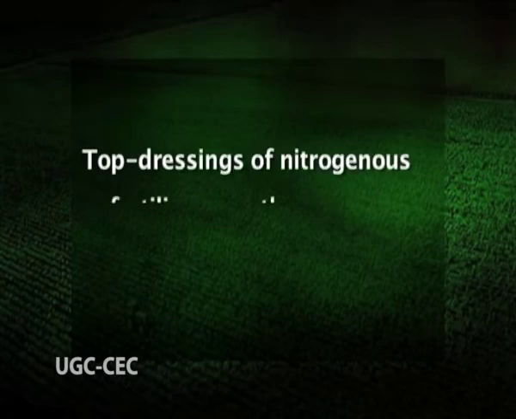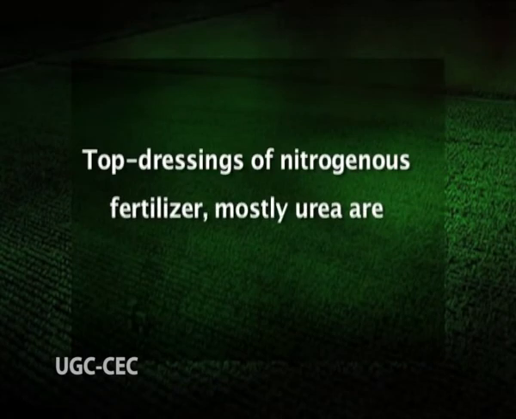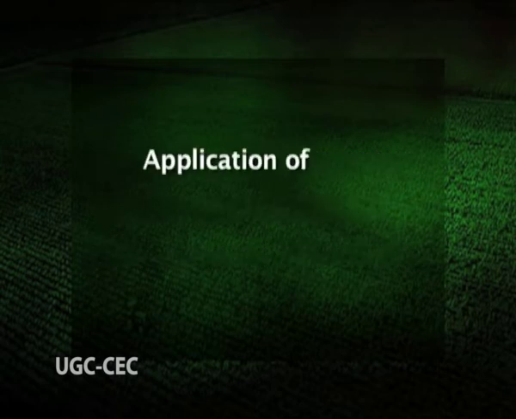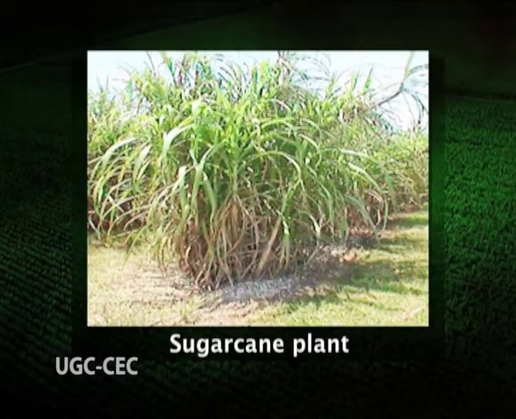Even on good soils, top dressings of nitrogenous fertilizer, mostly urea, are necessary on oxygen-enriched soils, as well as an application of KCl. Sugarcane is better suited than any other plant for being fed with exact dosages of fertilizer. Analysis of samples from the leaves or internodes allows a calculated control of fertilizer requirement.